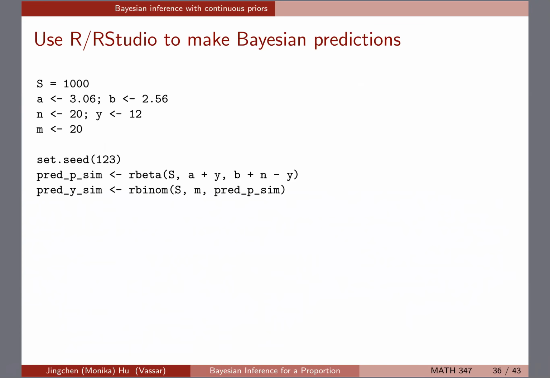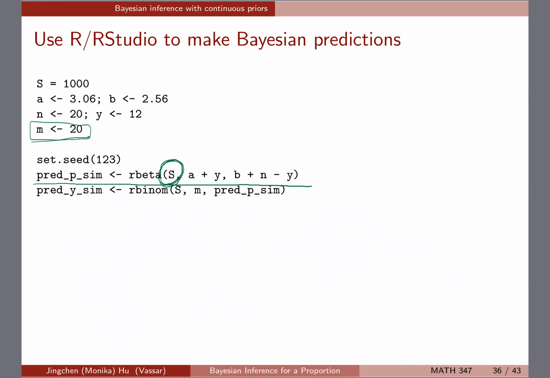As you can see, first of all, I set up those numbers, and then notice that I'm just doing a demonstration that m equals n. Okay? But you can do otherwise. That's up to you. And so what I do over here is, as you can see, I first of all sample S, which is 1,000. I sample 1,000 different values from the beta for the value of p. Okay? So from this line, I get 1,000 different values of p from its posterior distribution.